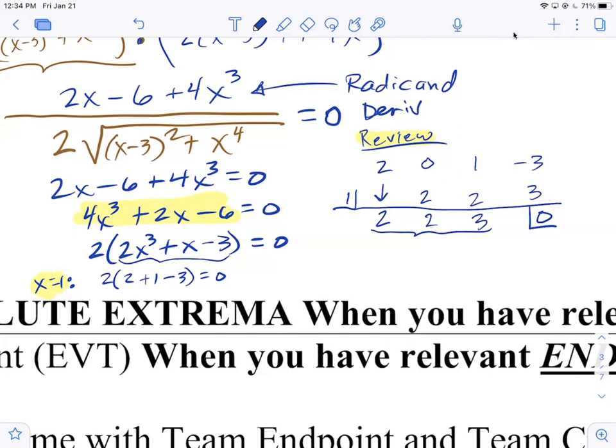It's depressed because it's 1 degree smaller. So basically, we know this. This is what we know. We know that 2x cubed plus x minus 3, we know 1 is a root, so x minus 1 is one of the factors. And guess what the other factor is? 2x squared plus 2x plus 3.